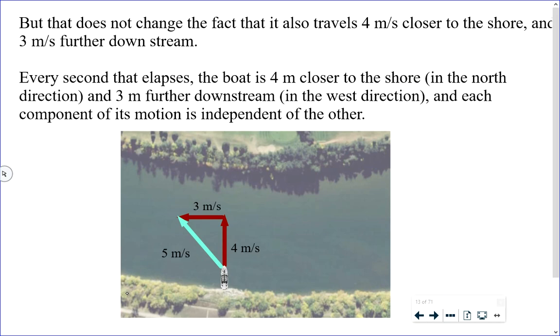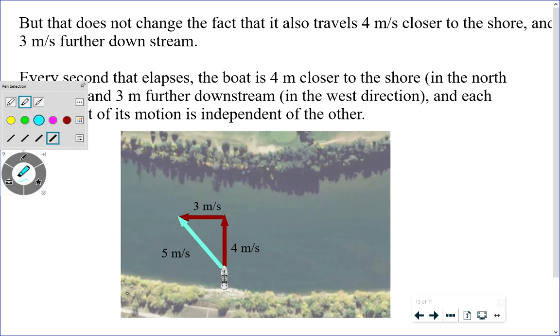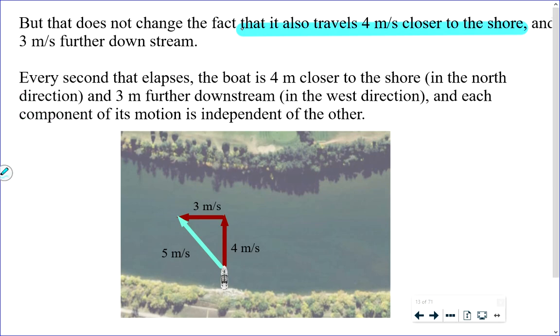The fact of the matter is, every second the boat is in the water, it will be 4 meters closer to the other shore. And every second it's in the water, it's going to be 3 meters further downstream. This statement here would be true if the river wasn't flowing. It would be true if the river was flowing at 4 or 5 or 6 or 10 meters per second, because these two things act independent of each other. So I hope you appreciate what the word independent means here. It means one doesn't affect the other. You with me on that?